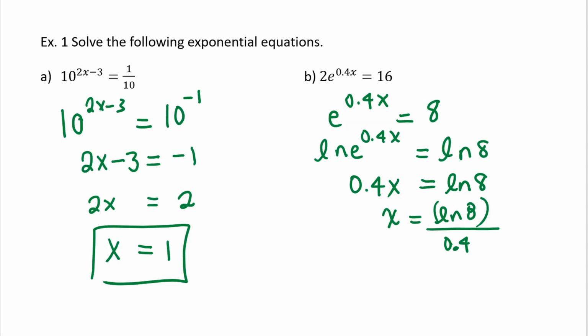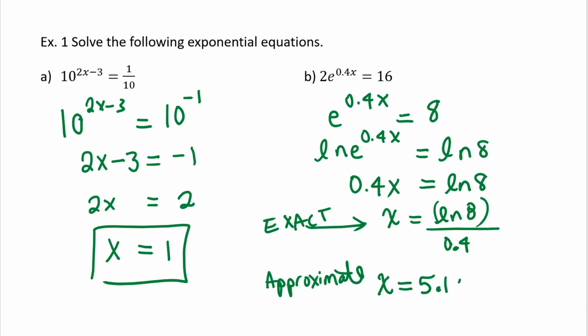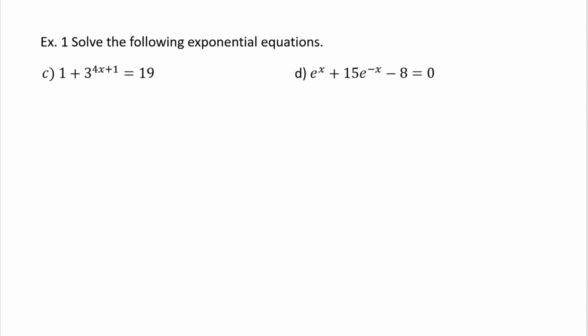5.198603854. So this is the exact answer, as far as you can go without a calculator, and the approximate is the decimal representation, and we would have x equals 5.19860.